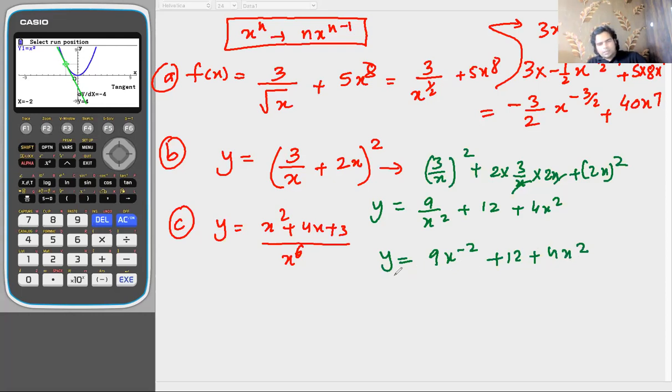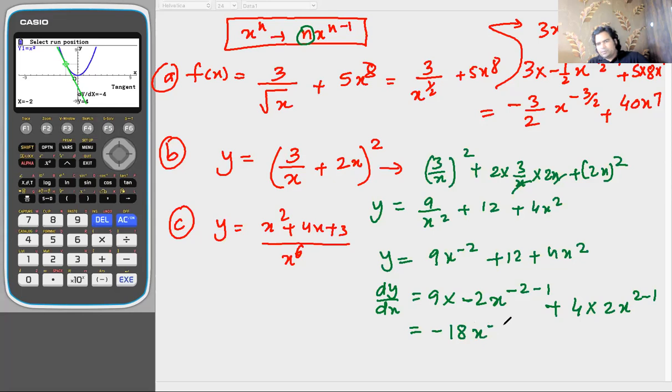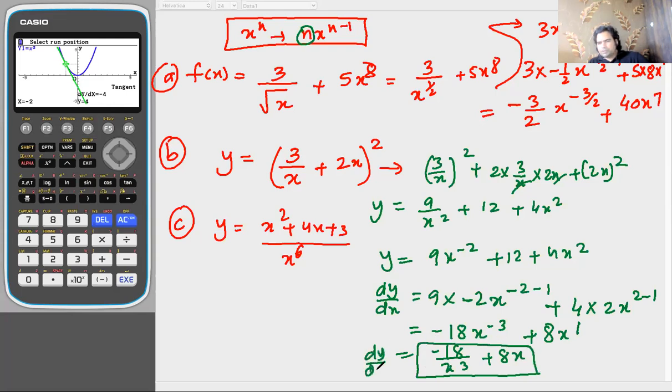Now here we do the derivative. So dy by dx using 9 as it is. Now negative 2, so n is negative 2. So negative 2 x to the power negative 2 minus 1. So n minus 1, plus 4 as it is, 2x to the power 2 minus 1. Now this becomes negative 18 x to the power minus 3 plus 8 x to the power 1, which becomes negative 18 over x cubed and plus 8x. So that's the derivative formula for the given function. So dy by dx is this.